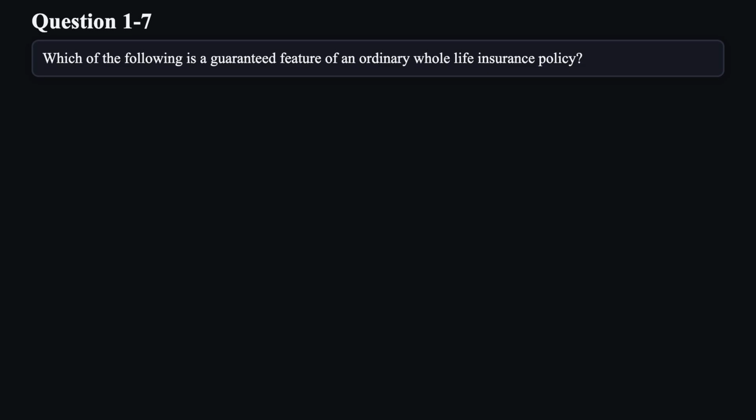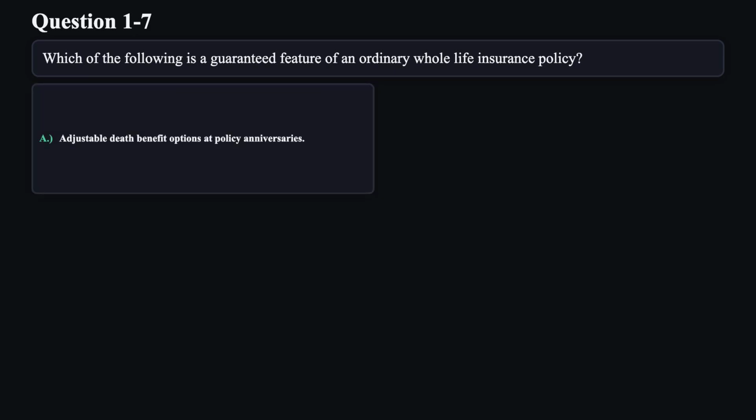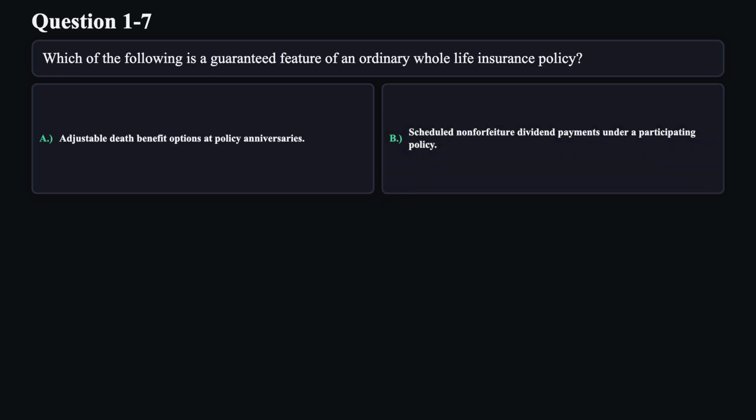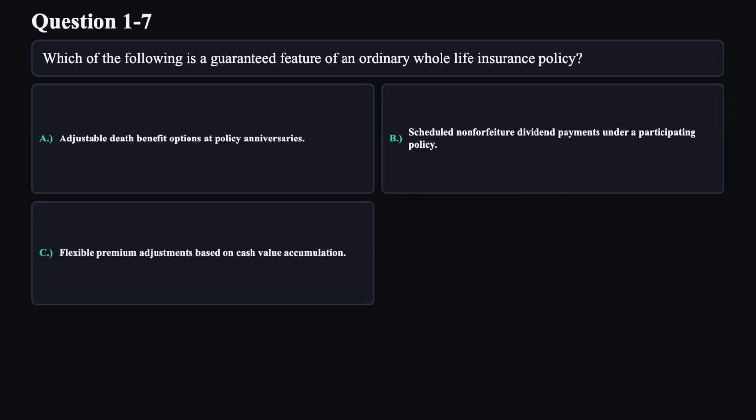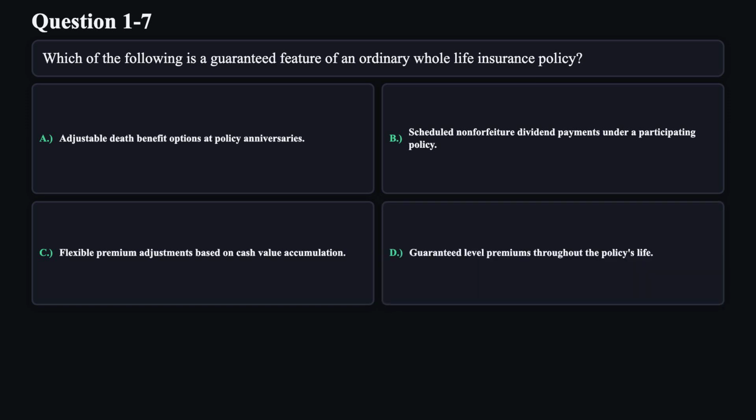Question 7. Which of the following is a guaranteed feature of an ordinary whole life insurance policy? A. Adjustable death benefit options at policy anniversaries. B. Scheduled non-forfeiture dividend payments under a participating policy. C. Flexible premium adjustments based on cash value accumulation. D. Guaranteed level premiums throughout the policy's life.